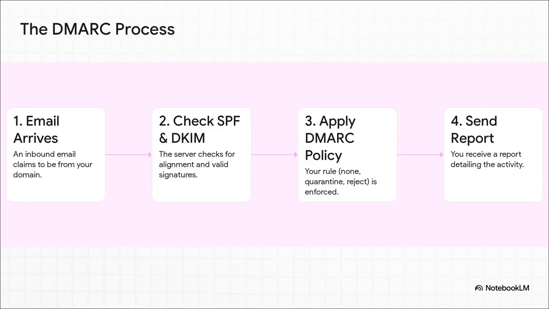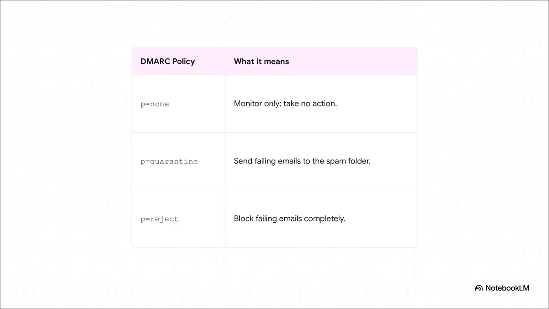And the process is just beautiful in its simplicity. An email arrives. The server immediately checks for valid SPF and DKIM. Then it looks up your DMARC policy to see what you want it to do if there's a problem. And this part is huge. It sends a report back to you, so you get to see exactly who's out there trying to use your good name. This is where you really take control.